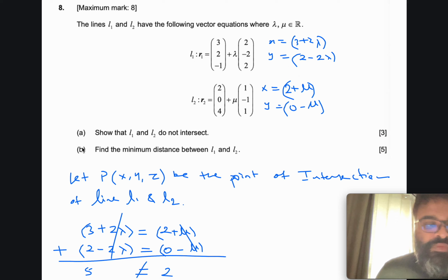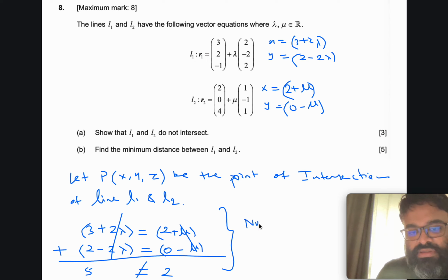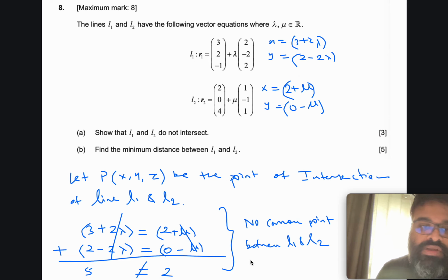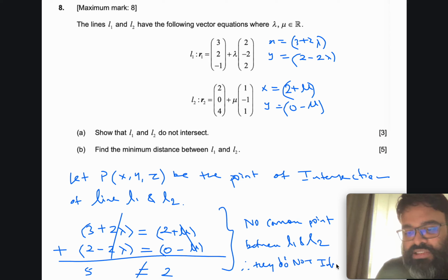Anyways, now next what we want to do is find the distance between L1 and L2. Just say that this is absurd, no common point. Let's complete the first one, between L1 and L2. So therefore they do not intersect. Okay, you get the point, right?